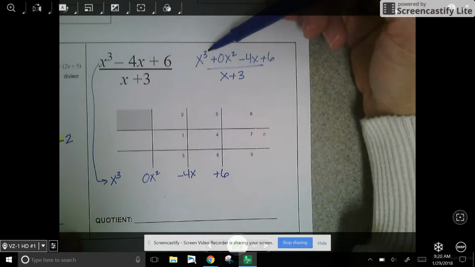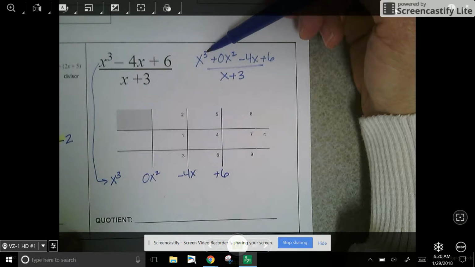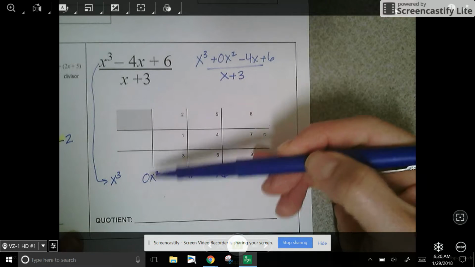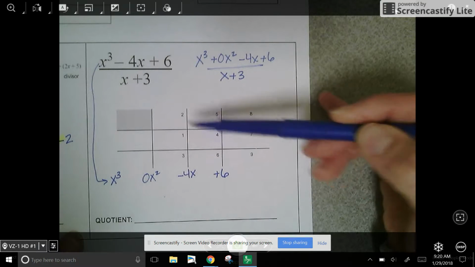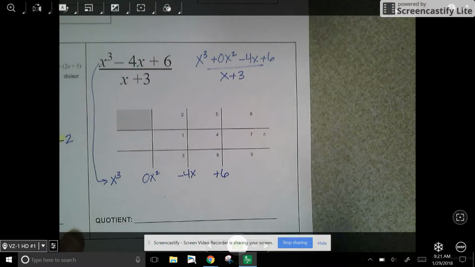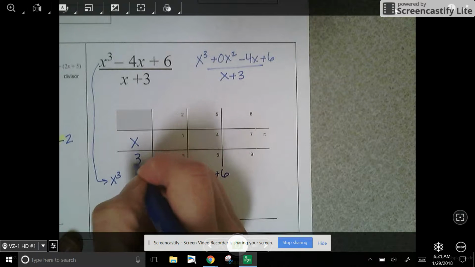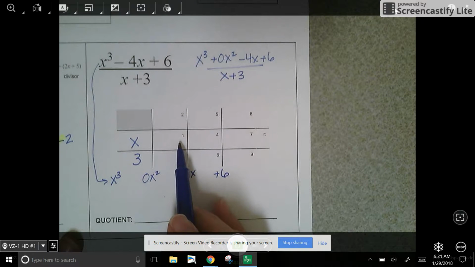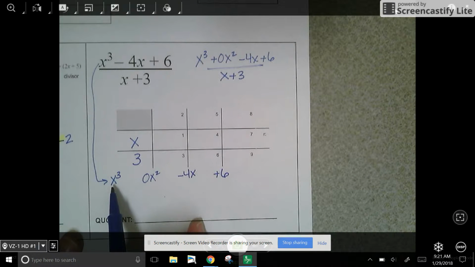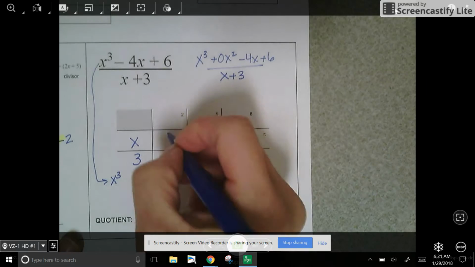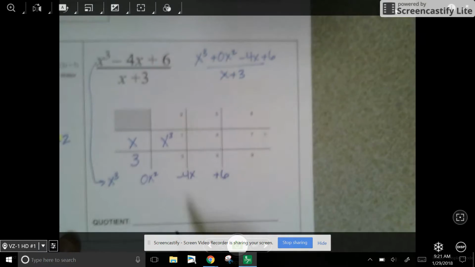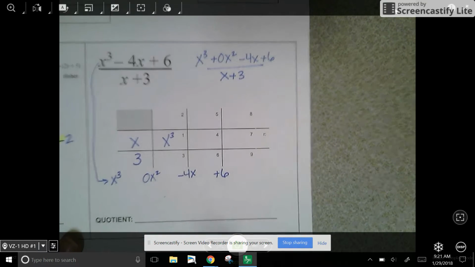Also, I forgot to mention this, but this number, your highest exponent 3, lets you know how many vertical lines you need, and that's why we have 3 of them. Our divisor, x plus 3, is going to go over here. So now we move into box 1. This first term always goes in box 1, so I'm going to put x cubed here. Now I can go to box 2.